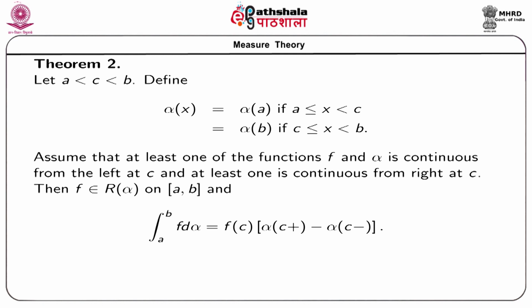Then the function f is Riemann-Stieltjes integrable with respect to alpha on closed interval a b, and integral a to b f d alpha can be obtained by this number f c into alpha c plus minus alpha c minus.